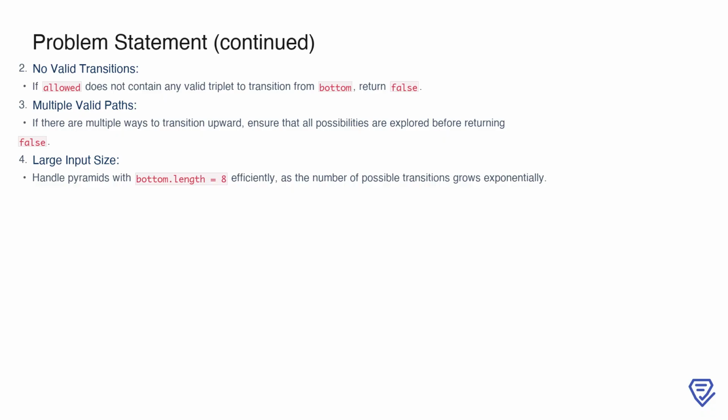Finally, for larger inputs where the bottom has a length of 8, the problem can become computationally intensive due to the exponential growth in potential transitions. Efficient handling of these cases is critical to ensure the solution works within the constraints. Understanding these edge cases is essential for implementing a robust solution.